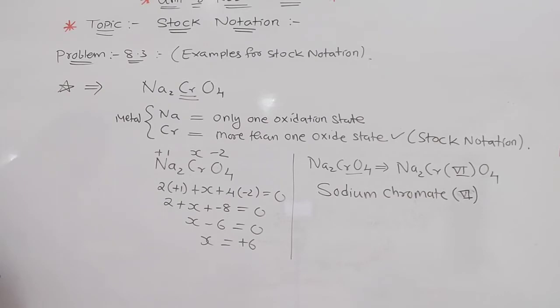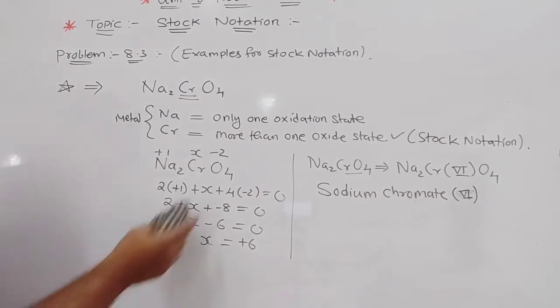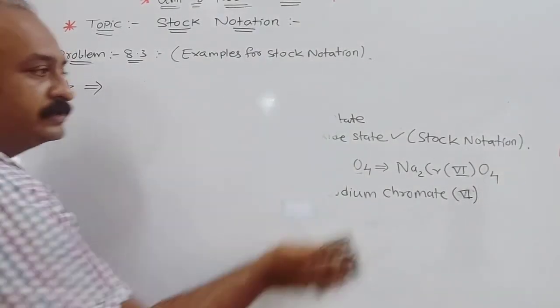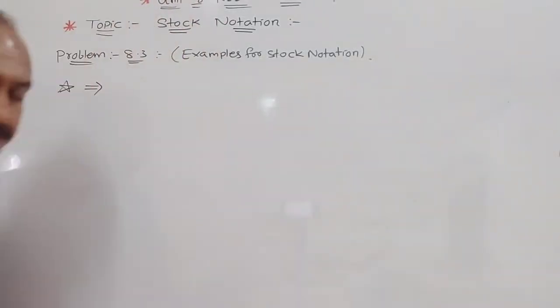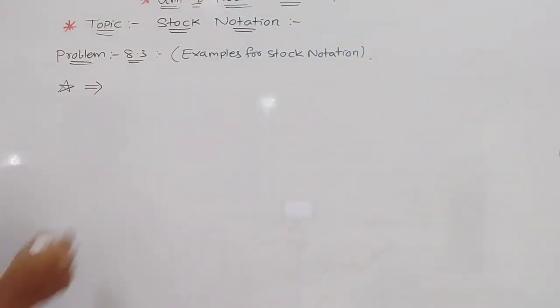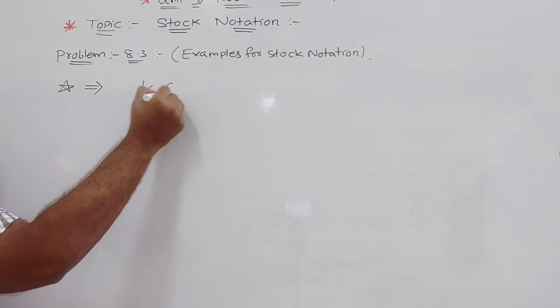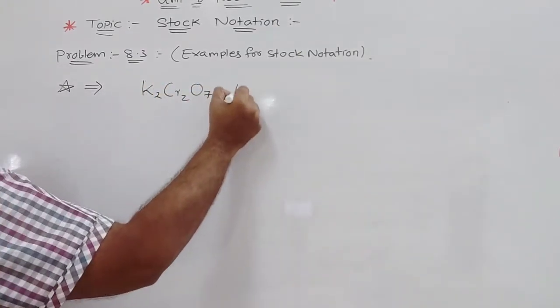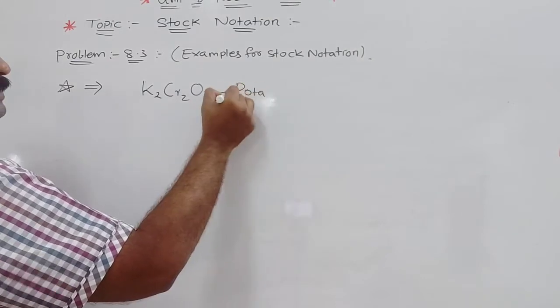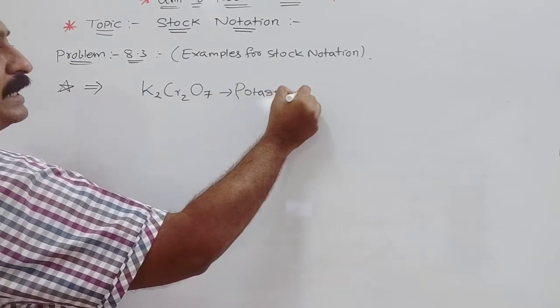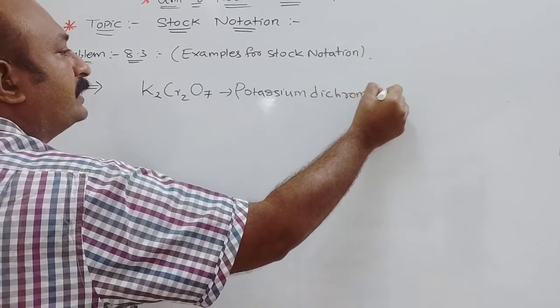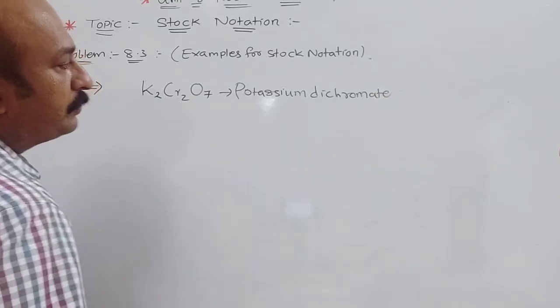There is another example for this also, K2Cr2O7. You can write this down in your fair book. Another example is K2Cr2O7. This is potassium dichromate. It is an orange color substance.